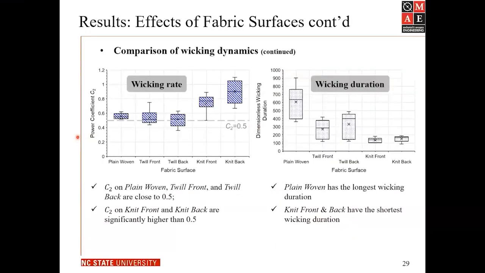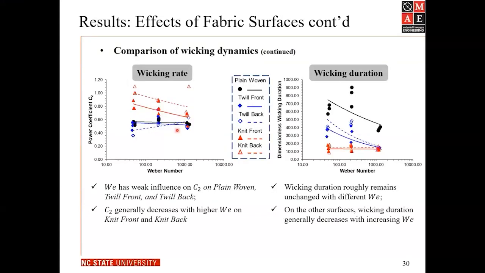And we can see that here also that the plain woven, the twill, behave classically, where the knit is wicking much faster than what we would expect. But that also means the duration of wicking is smaller for the knit. And here again, we get the same behavior as we change our Weber number, with the power coefficient remaining approximately constant for most fabrics, but for the knit, it's actually decreasing as we increase.